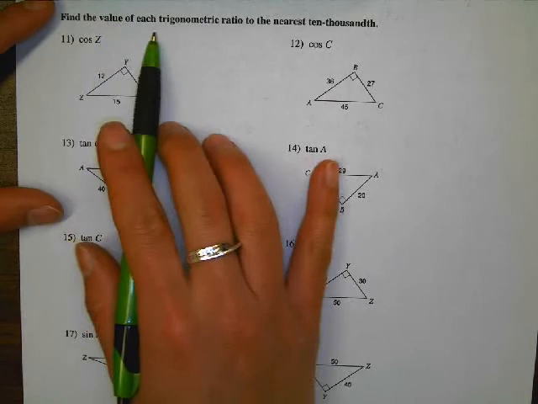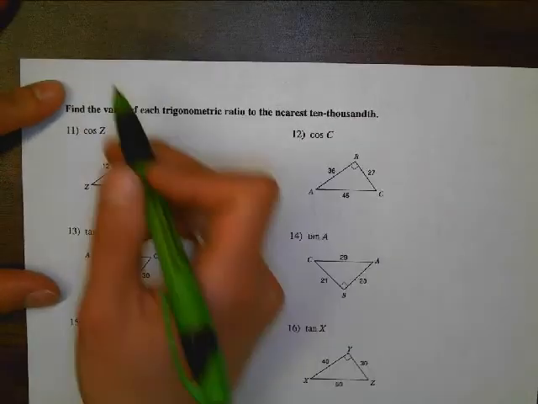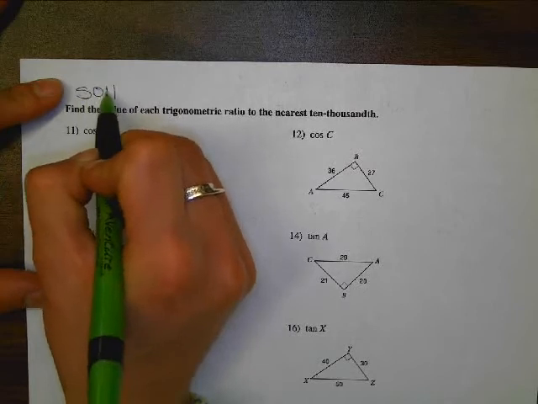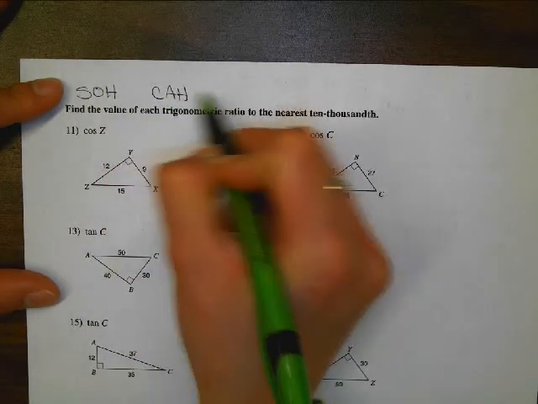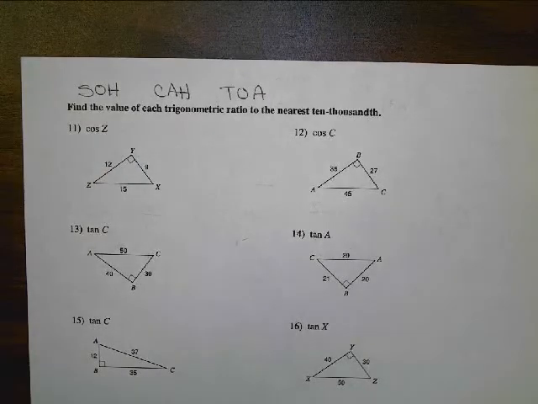Here it says to find the value of each ratio to the nearest 10,000th. Well, again, we have our phrase SOH, CAH, TOA. Remember, SOH is for sine, which is opposite over hypotenuse. CAH is for cosine, which is adjacent over hypotenuse. And TOA is for tangent, which is opposite over adjacent.